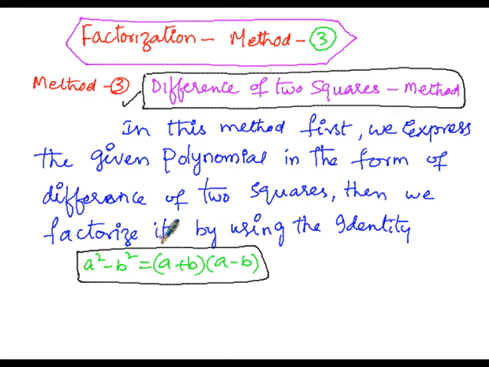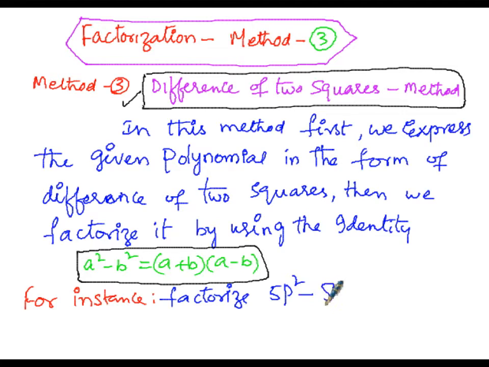Now under this we are going to perform one example. For instance, factorize 5p square minus 80q square. So we have to factorize 5p square minus 80q square.